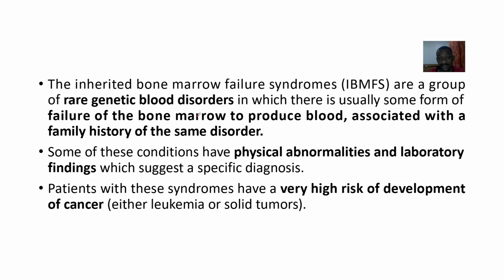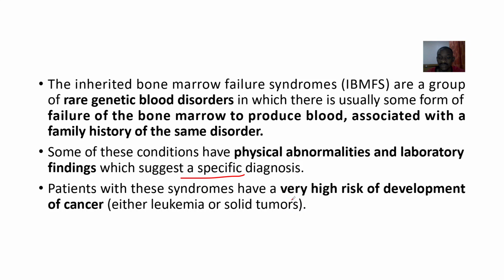They're a group of rare genetic blood disorders in which there is usually some form of failure of the bone marrow to produce blood, and it is associated with a family history of the same disorder. Most of the time when somebody has a bone marrow failure syndrome, you take the family history and you see that somebody at some time in life has had that kind of disease condition in their family. Some of these conditions have physical abnormalities and laboratory findings which suggest a specific diagnosis, right?